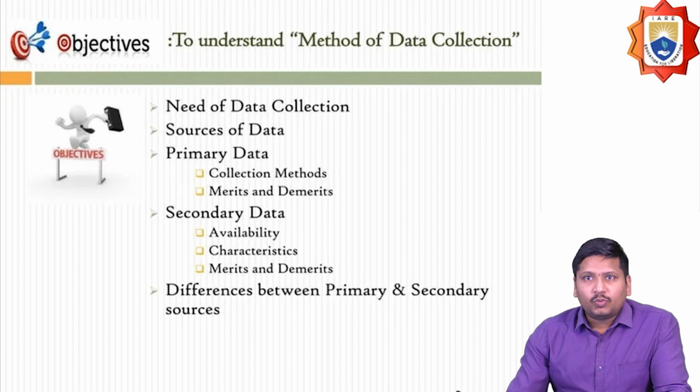First, we have to understand the objectives for identifying the data collection. The first is the need for data collection, then the various sources of data, and then primary data: what methods are available for collecting the primary data, and then the merits and demerits. Then secondary data: the availability of secondary data, the characteristics that are going to be identified, and the merits and demerits of secondary data. Finally, you will see the differences between primary and secondary data. These are the objectives we are going to see in this video about the methods for data collection.